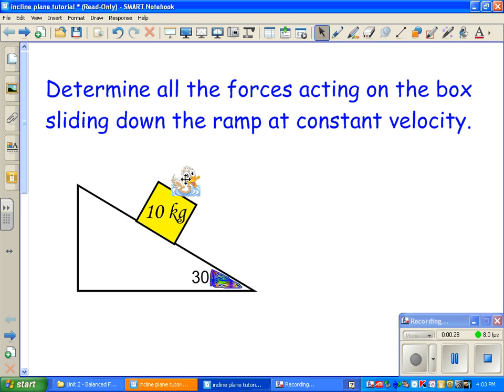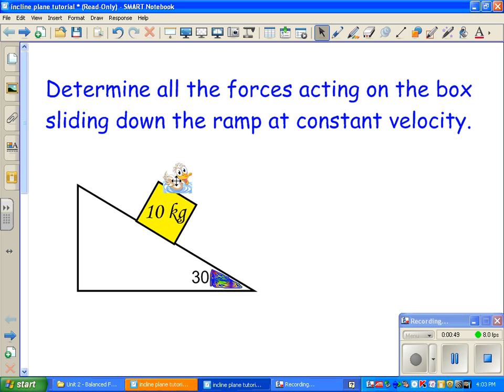Now, we talked about the steps you want to take whenever solving any problem. So first one, you're going to read it. So one, I'm going to read this. Determine all the forces acting on the box, sliding down the ramp at constant velocity.